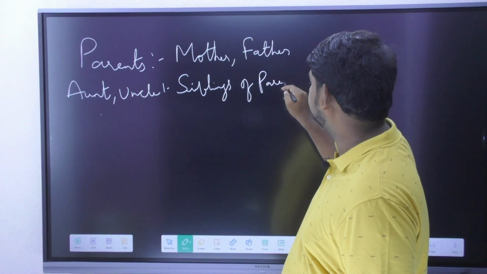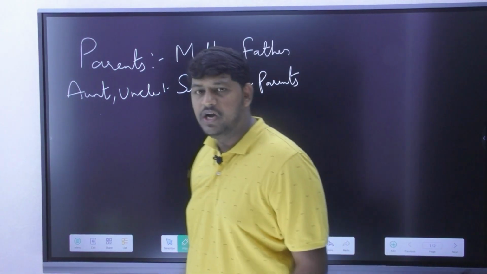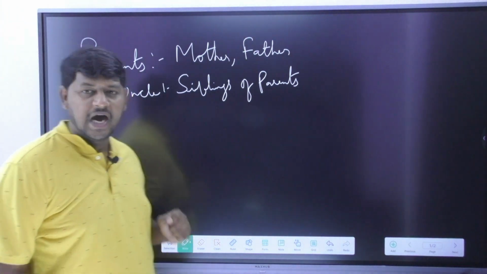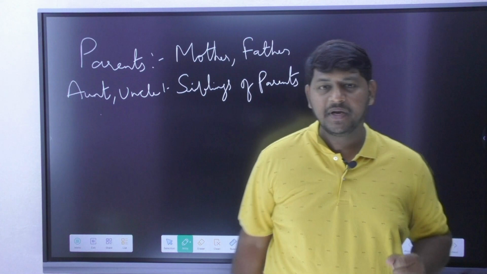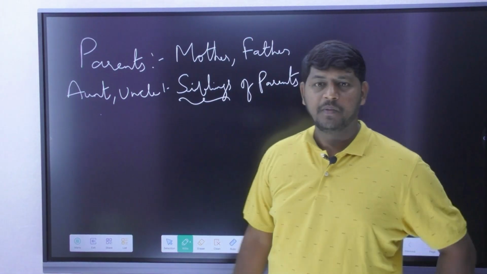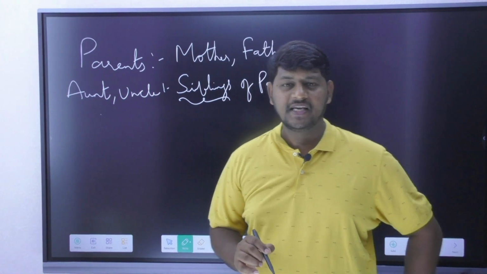What is it I have to mention here? They are siblings of your parents. Siblings of parents are going to be called what? Aunt as well as uncle. Am I clear? Now please remember this sibling keyword for a long period, because sibling is a keyword.